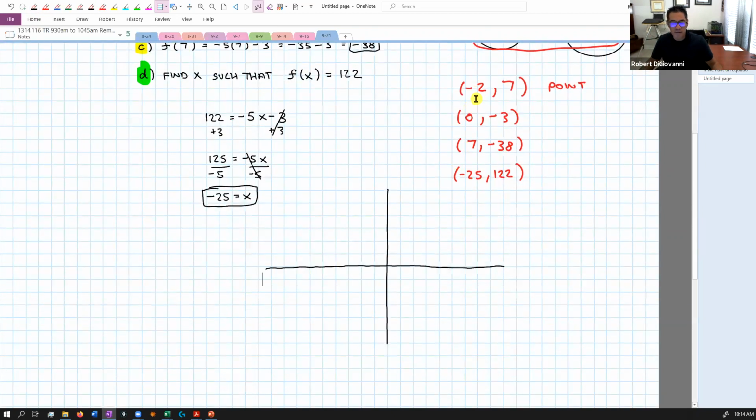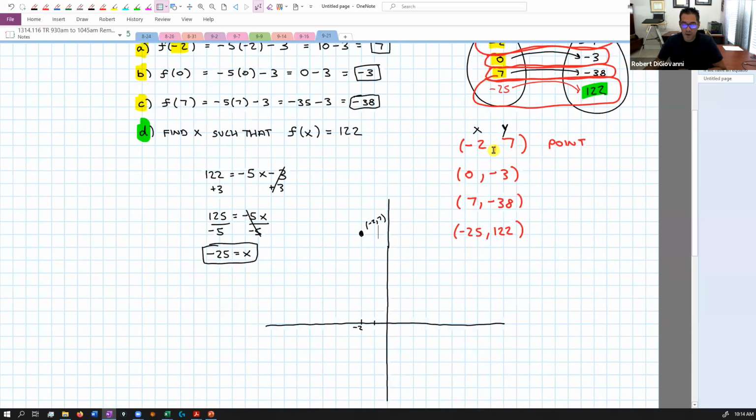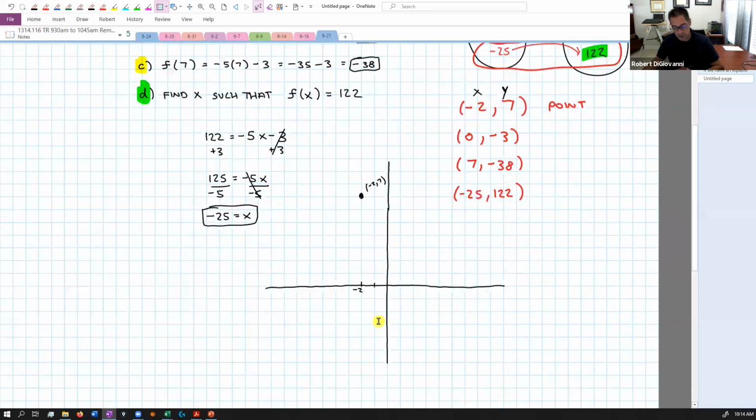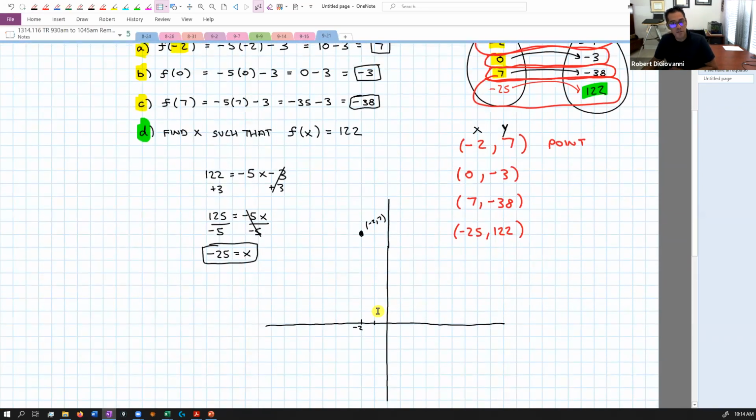So the first point I have is negative 2, 7. Now remember, the first number is the x, the second number is the y, right? So if I go to the left 2, negative 2, and then up 7: 1, 2, 3, 4, 5, 6, 7, I put a dot there. This point, negative 2, 7, represents a relationship for this function, right? The relationship of the input and the output. Make sense?